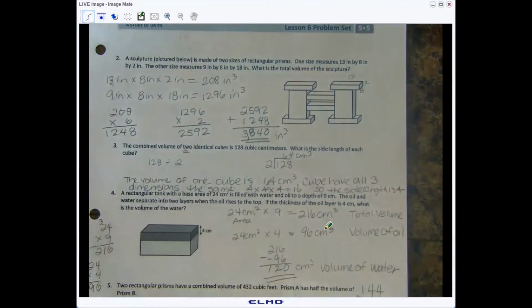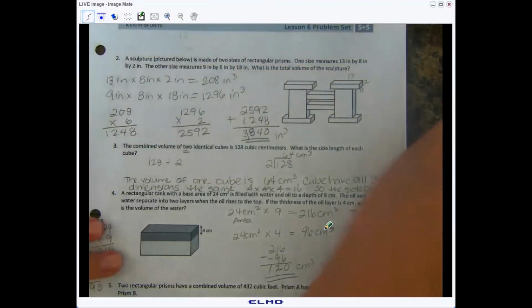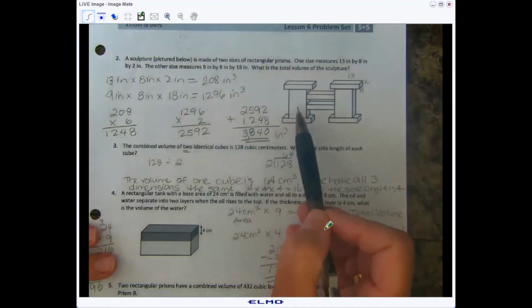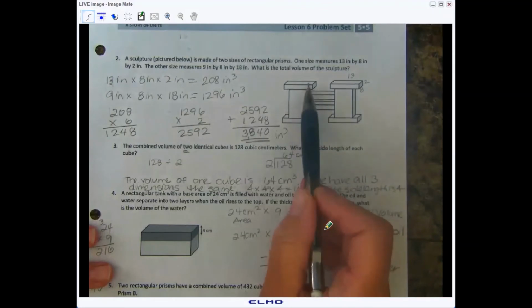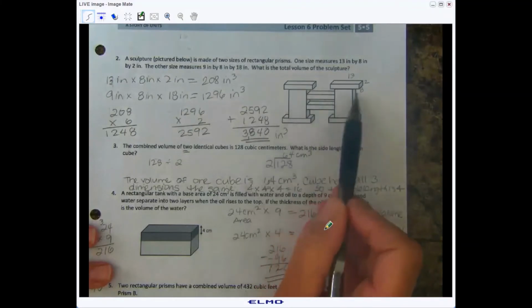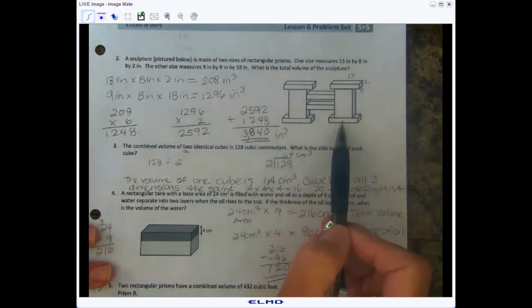Okay, now number 2 looks really complicated. And it kind of is. It's a very detailed shape. But I want you to look at that shape for a minute. That shape is entirely made out of rectangular prisms or rectangular blocks. We've got 2 large blocks and 1, 2, 3, 4, 5, 6 smaller blocks.